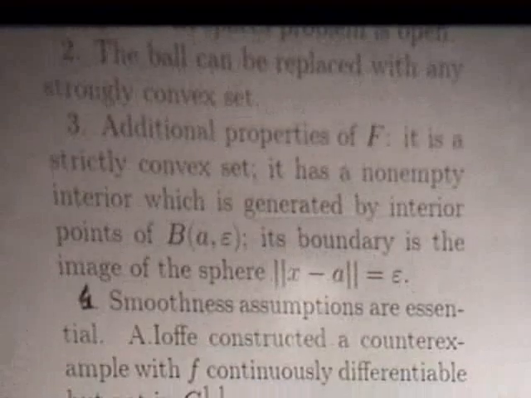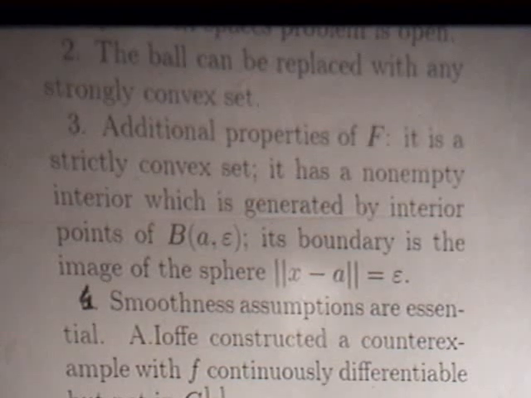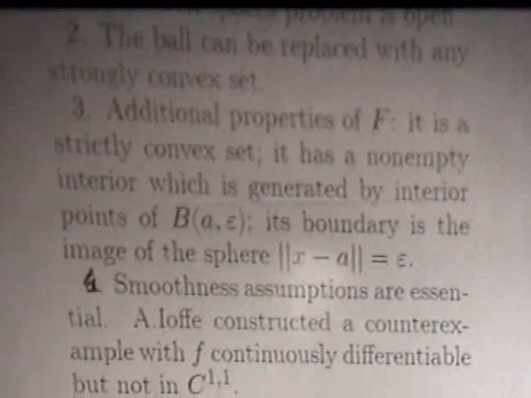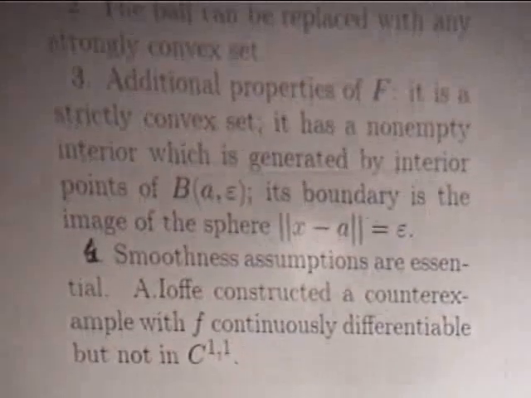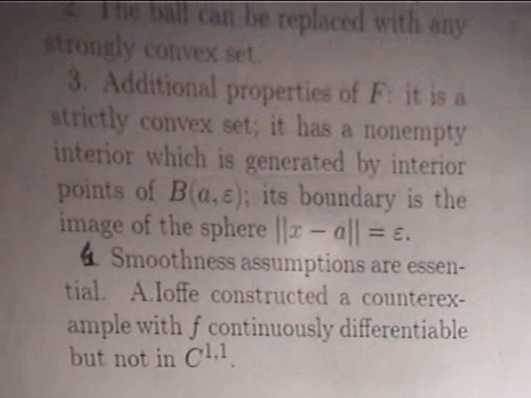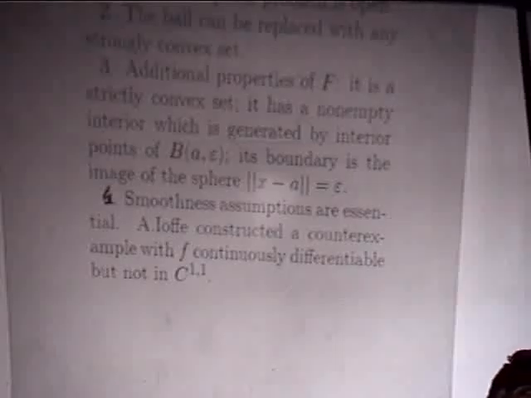And the last comment: the smoothness assumption that the function is C11 is important. Some people tried to construct counterexamples, and for instance, Alexeyev constructed a counterexample where we have just a continuously differentiable function, but not C11, and then the result fails.